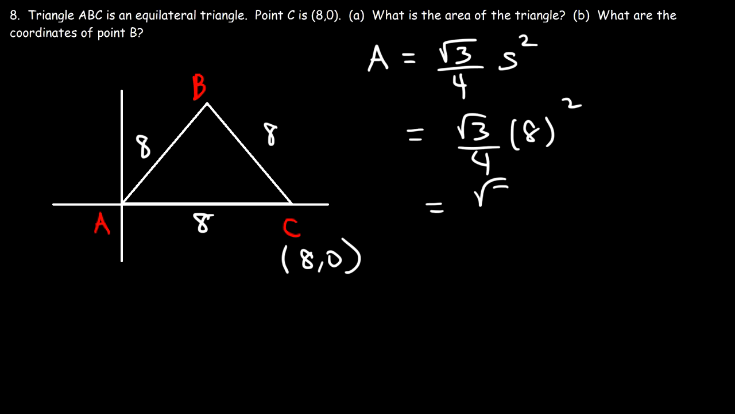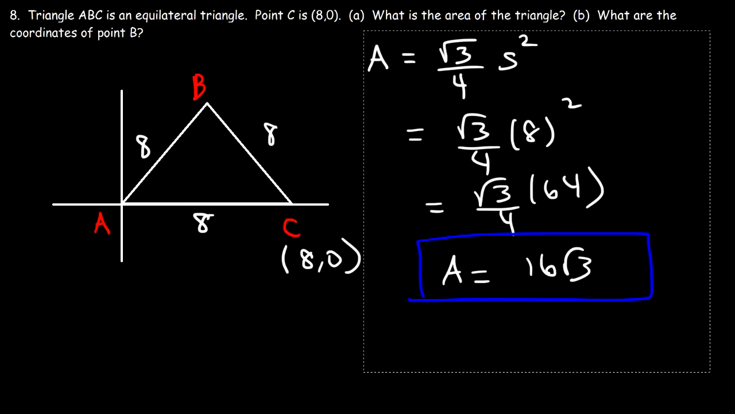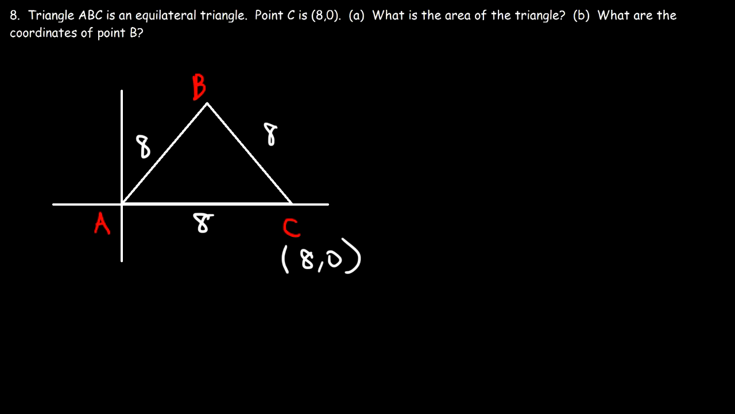So s in this example is 8. And 8 squared is 64. And 64 divided by 4 is 16. So the area of the equilateral triangle is 16 square root 3 square units. And so that's it for part A. Now let's move on to part B.